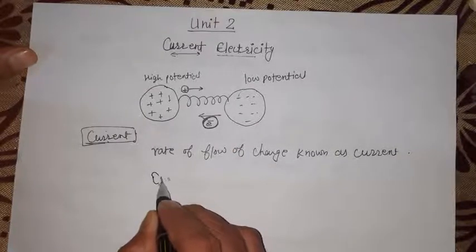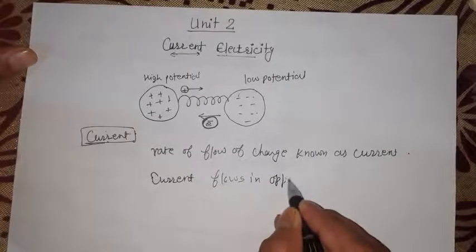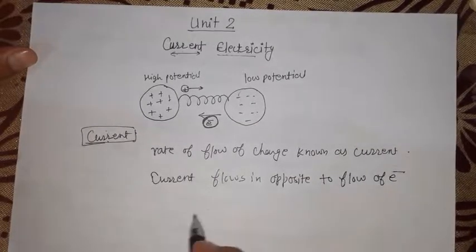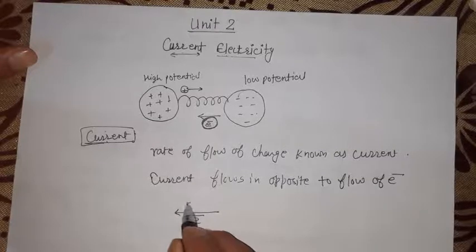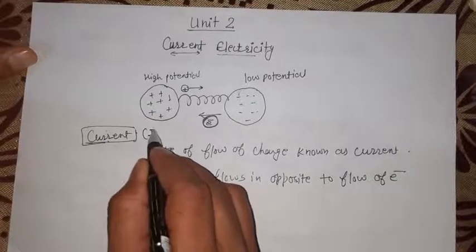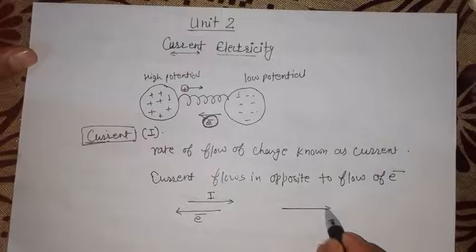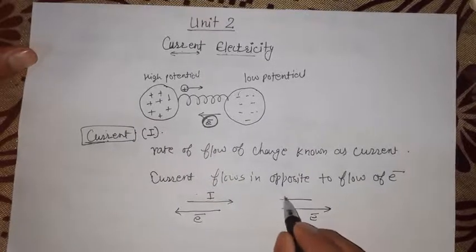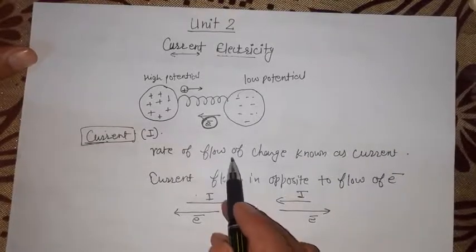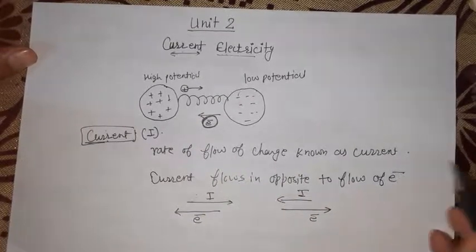Now, what is the direction of current? Current always flows opposite to the flow of electrons. If electrons are going to the left side, the current will go toward the right, and the current is denoted by capital I. If electrons are going toward the right, the current will be toward the left. So due to the flow of electrons there is current, and we define it as the rate of flow of charge, known as current.